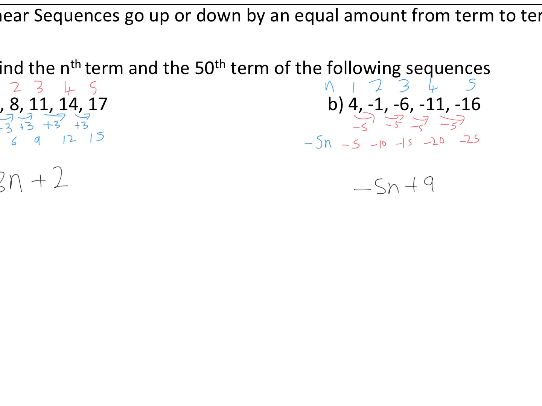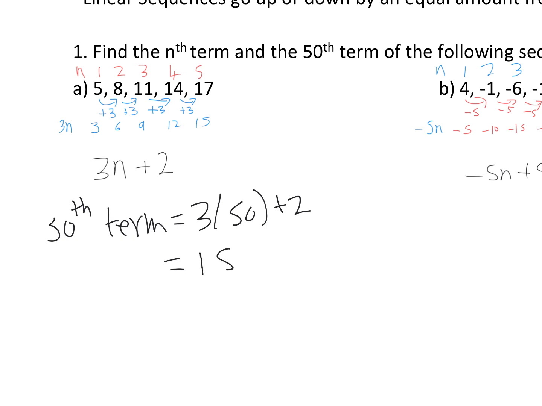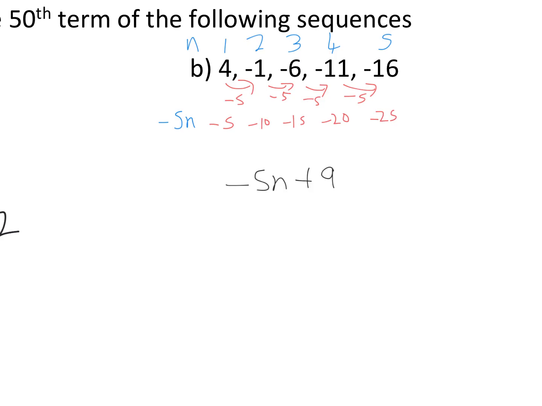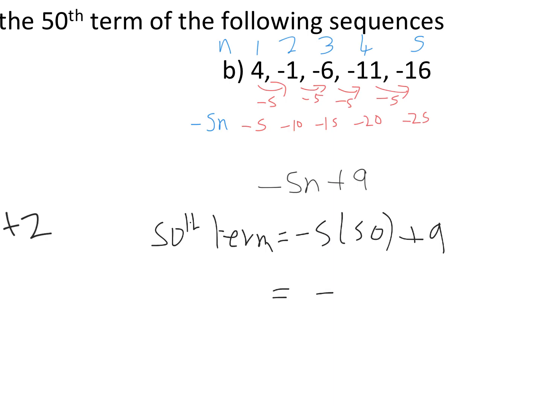Now we have to also find the 50th term of these sequences. So if you want the 50th term, do 3 times the 50, replacing the n by the term number that we're looking for, and that would be 152 for that one. And then for this one, 50th term, minus 5 times 50, which is minus 250, plus the 9, which is minus 241.